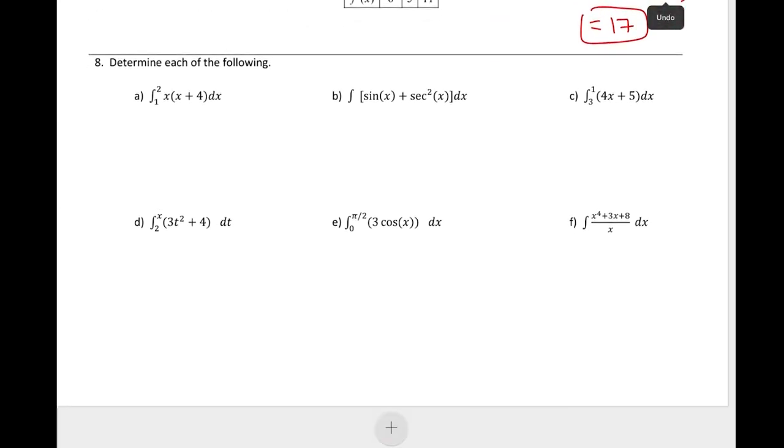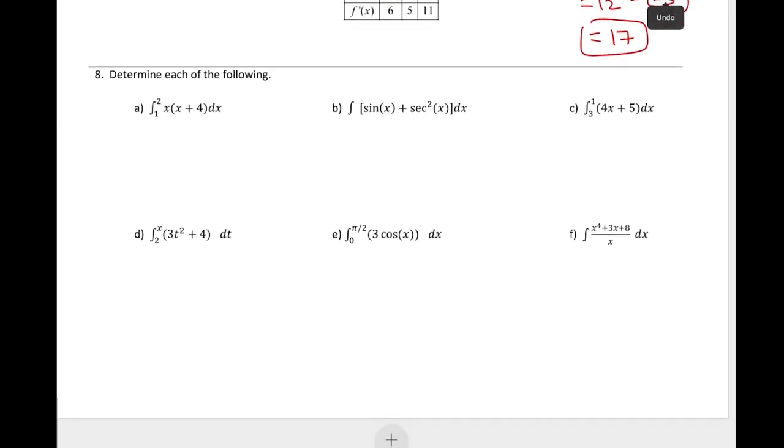And that brings us to our last section here, number 8, where we've got 6 different integral problems to solve. And it looks like some of them are definite integrals and some of them are indefinite integrals. So some of these we'll actually be evaluating using the fundamental theorem, and some of them we're not going to use the fundamental theorem at all. We're just going to find the set of antiderivatives. Now, let's just start with A.